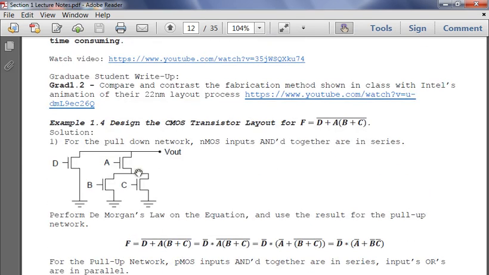Okay, so I should also mention that grad 1.2 is extra credit that the undergrads seem to be passing on. This is basically a 5-minute video of the same thing, except it's a 22 nanometer process, and how the FinFETs are fabricated slightly differently. And it's just one paragraph on the difference between that and what we watched today in class.